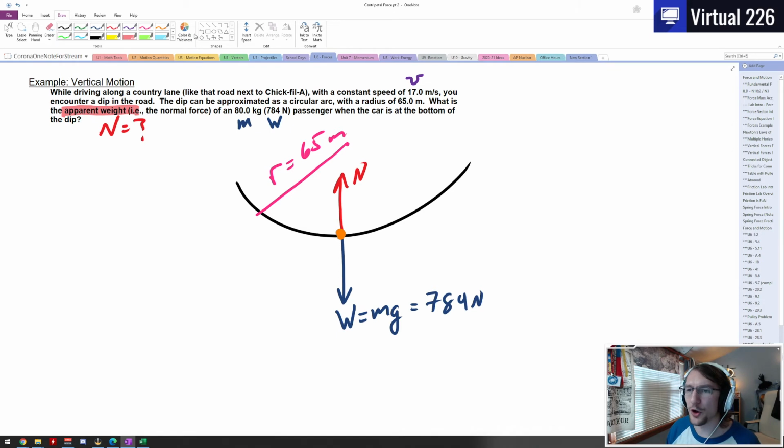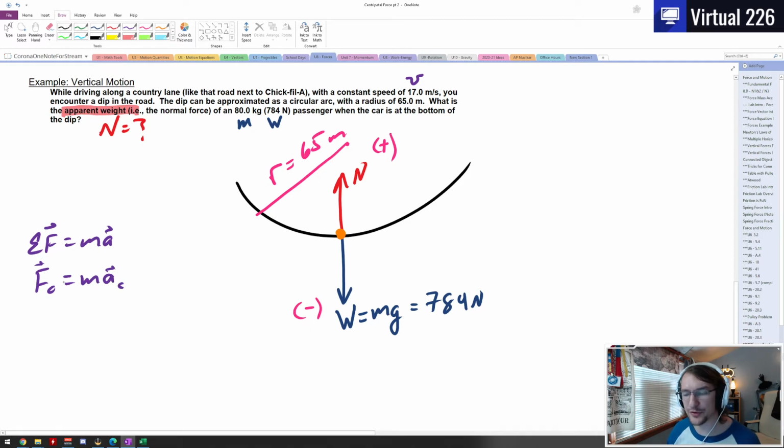Well, if we do this, knowing that we like to set up the center of the circle being positive and the outside being negative, our F equals ma equation, so the sum of the forces equals ma, and in this case, that's the centripetal forces equals the mass times the centripetal acceleration. That's going to equal a positive normal force plus a negative weight, so minus weight, equals ma.